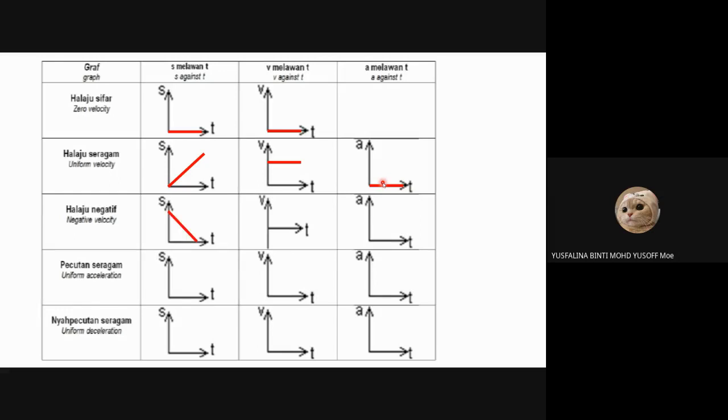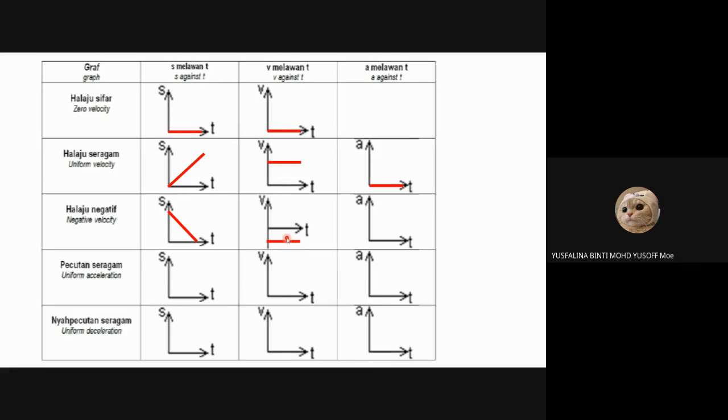And how about when the S is decreasing like this? Okay, so S is decreasing, but it is still uniform. When you draw a triangle, the size of the triangle is the same, right? Means it's a constant, okay? But since it's going down like this, it should have a negative value, okay? So this means the object turns back. Turns back. So the velocity is negative.